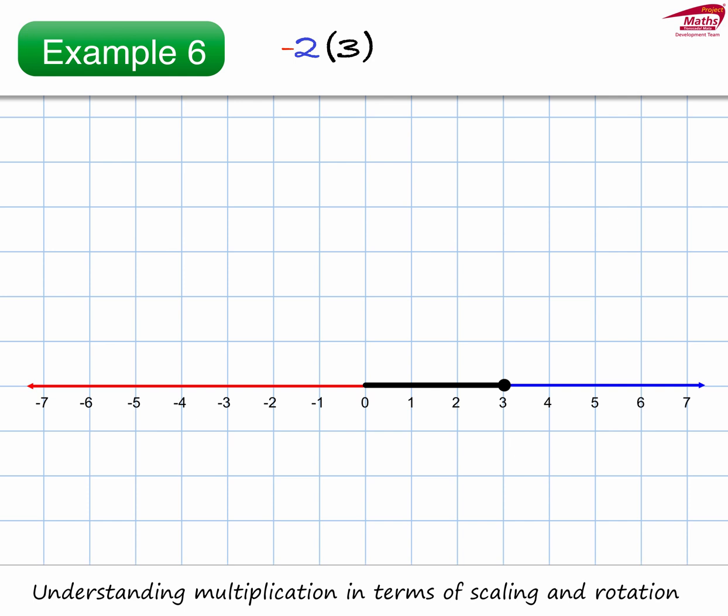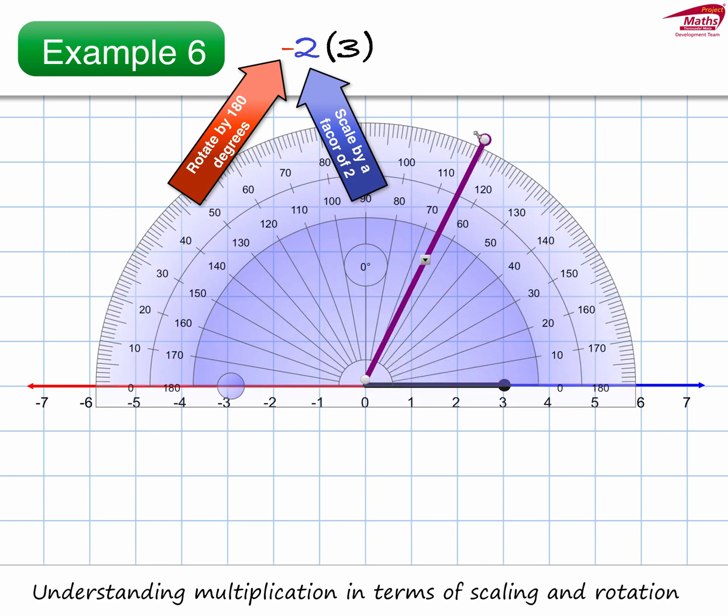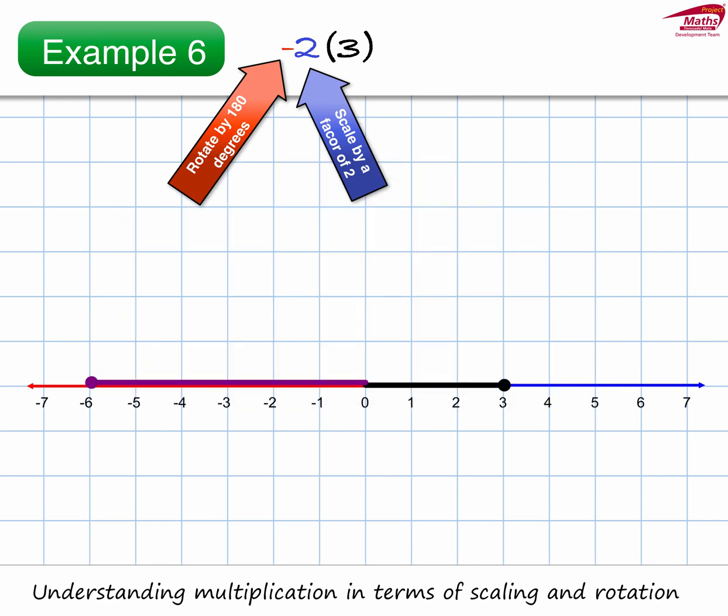Example 6. Negative 2 times 3. This is the same as taking away 2 groups of 3. Here we have both scaling and rotating. The scale factor is 2, so it is enlarged by a factor of 2, and the negative or minus sign means that we rotate by 180 degrees. This gives us negative 6.